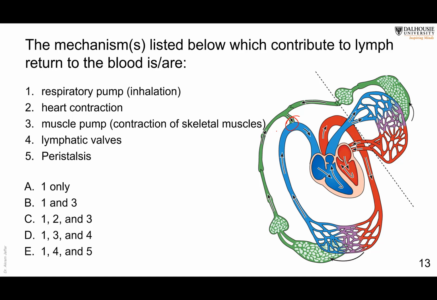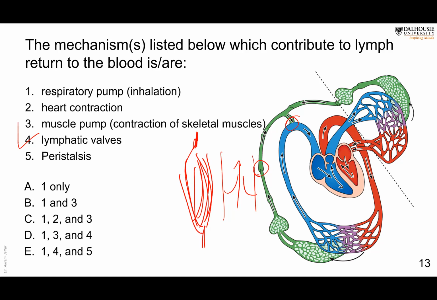And like in the veins, the lymphatic vessels have a lot of valves. As you can see here, these valves allow unidirectional flow of lymph. So the valves are very important here in the return of the lymph, like in the veins. Another mechanism that will contribute to that is the muscle pump. Muscles which are located in the lower extremity, for example, the gastrocnemius and soleus muscles, which are located in the calf.